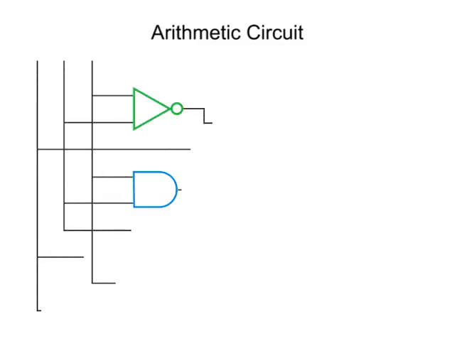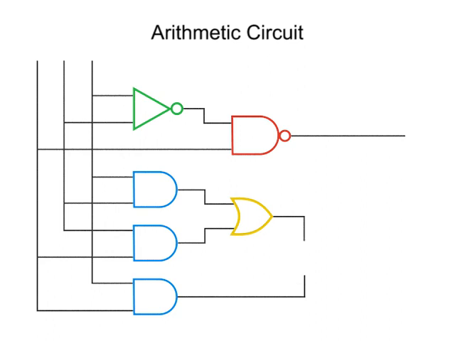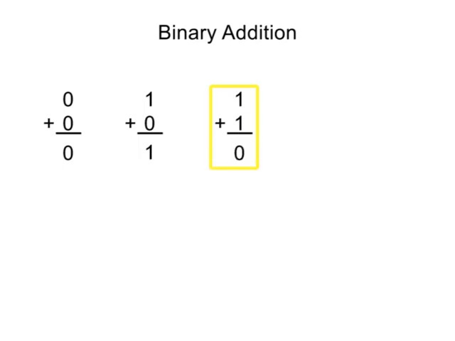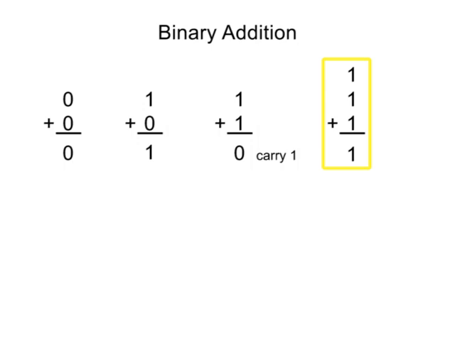Manipulation of arithmetic circuits requires an understanding of binary addition and subtraction. Addition in binary has four basic properties. The first is 0 plus 0 yields a 0. The second is 1 plus 0, or 0 plus 1, equaling 1. The third property is 1 plus 1 equals 0, with a 1 that carries over. Lastly, 1 plus 1 plus 1 equals 1, with a 1 that carries over.